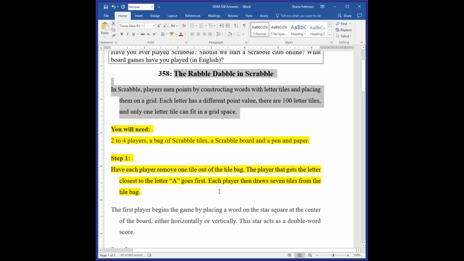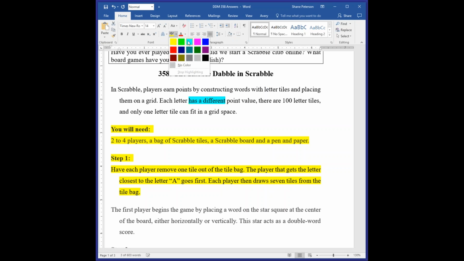The Rabble, Dabble, and Scrabble. In Scrabble, players earn points by constructing words with letter tiles and placing them on a grid. Each letter has different point values. There are 100 letter tiles, and only one letter tile can fit in the grid space.